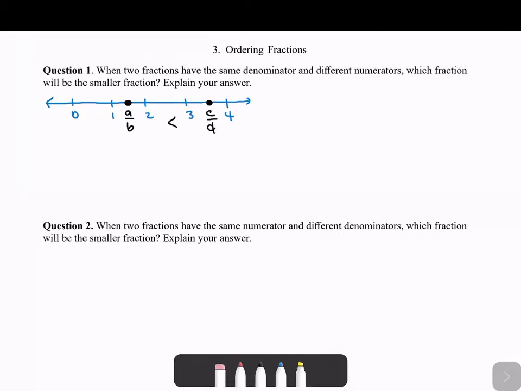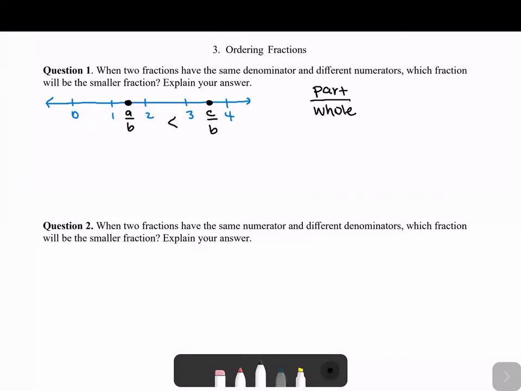Okay, so we want to look at two fractions that have the same denominator. So we're actually in the case where we're not in c over d, we're in c over b. Which fraction will be the smaller fraction if they have the same denominator and different numerators? This may be confusing for students and maybe even confusing for you at first to think about, well, what do these things really tell me? This is a really good question to test if your students understand the concepts of the part to whole about a fraction.